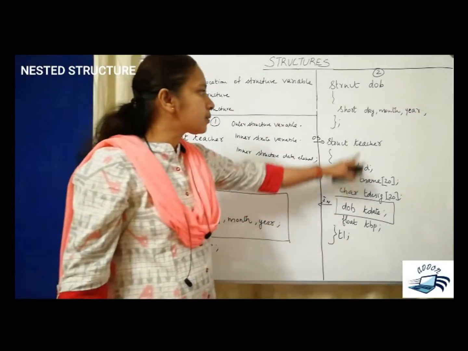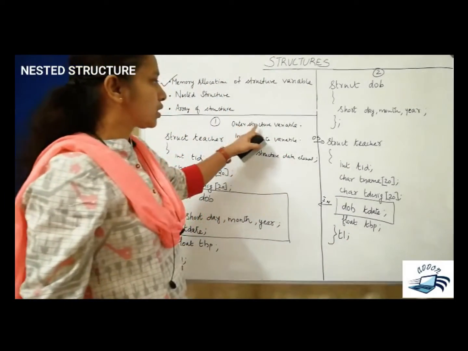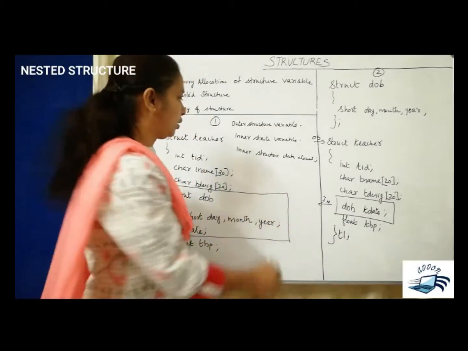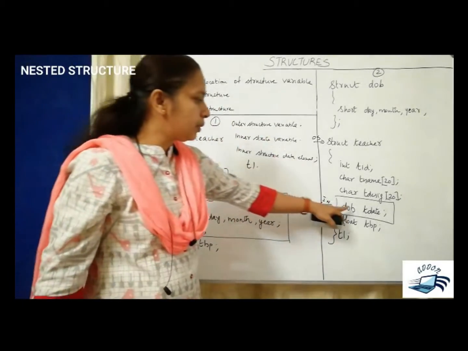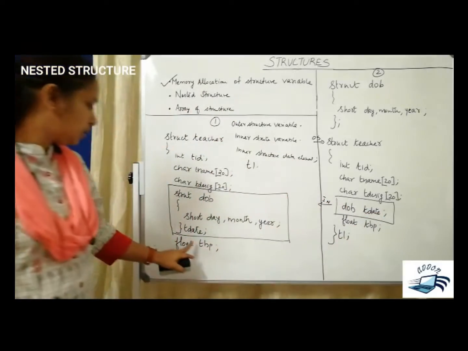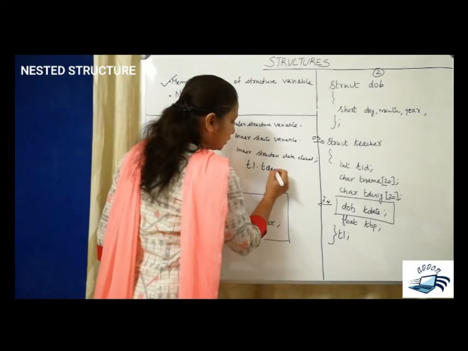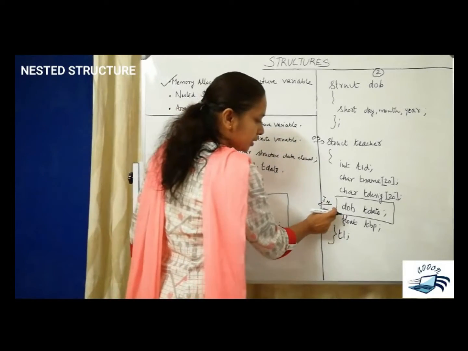So to access day, month and year, I have to write the outer structure variable, which is T1. So T1 dot inner structure variable, which is T date. So T1 dot T date and our inner structure data element. This is the inner structure.